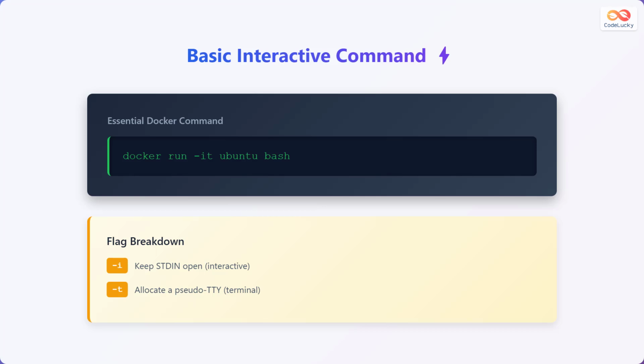Let's see the essential Docker command for running a container in interactive mode. The command is docker run -it ubuntu bash. The -i flag keeps standard input open, allowing you to interact with the container. The -t flag allocates a pseudo TTY, or terminal, providing you with a command line interface inside the container.